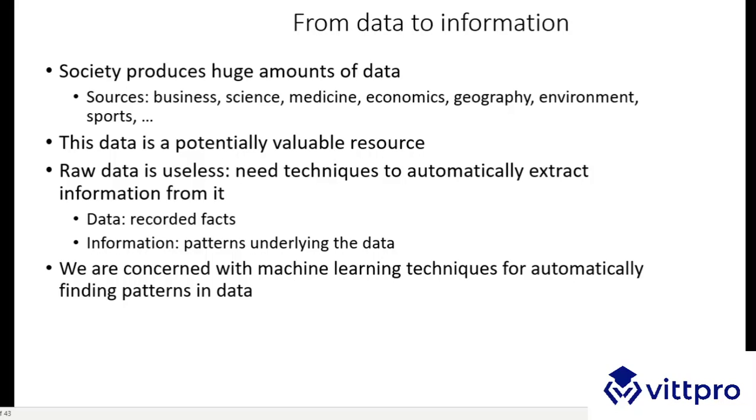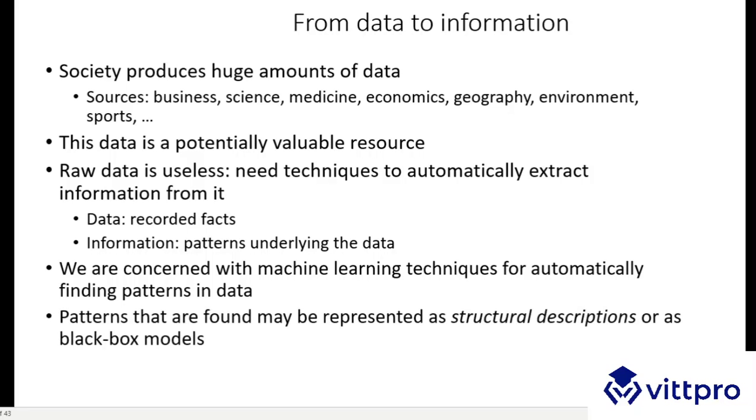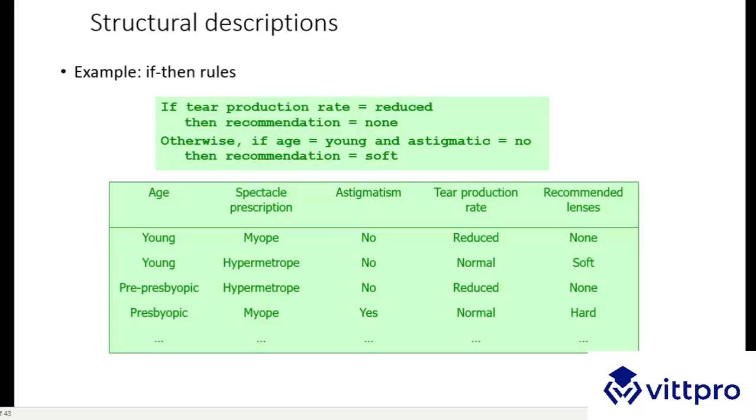So we create algorithms so that whenever the data pass through those algorithms, we are able to update and understand the patterns of those data and predict what is going to happen in the future. So that's machine learning. Now this can be represented as a structural description or a black box model. So this is the structural definition. A structural description means if-then rules. So if this happens, then it will happen.